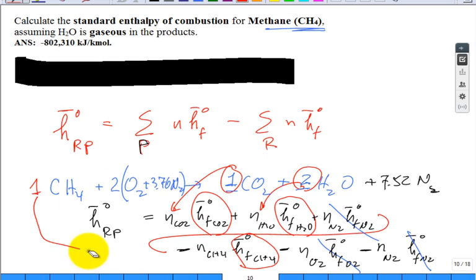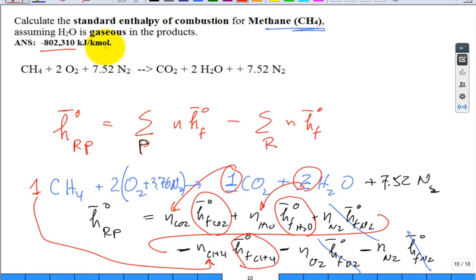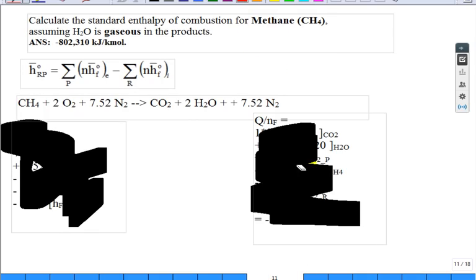When you do the math, you calculate that it's negative 802,310. So if the products went out at 298 and the reactants came in at 298, that's the heat release that would go out in the form of heat transfer. Negative, because it's really an out, 802,310 kilojoules per kilomole. Here it is in more detail, but there's the bottom line.